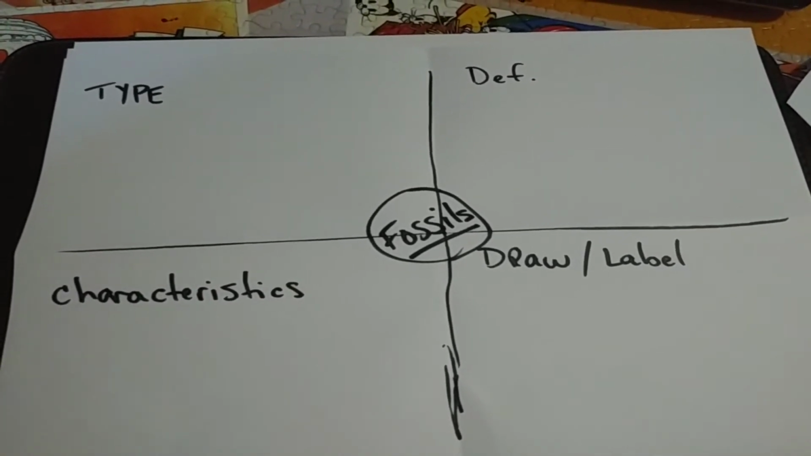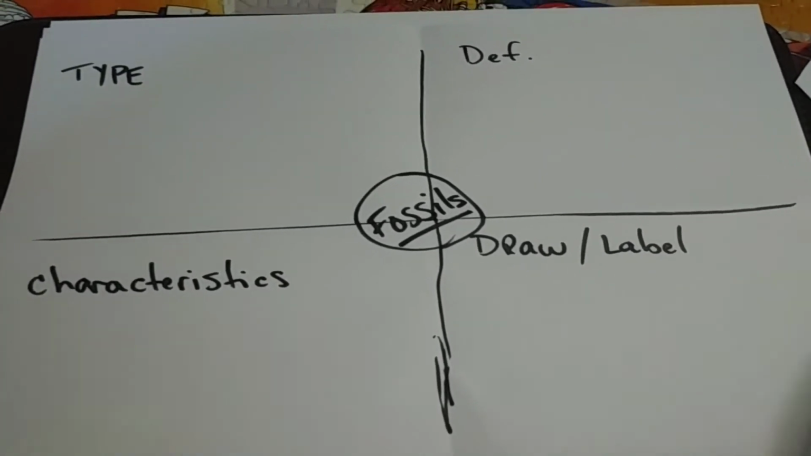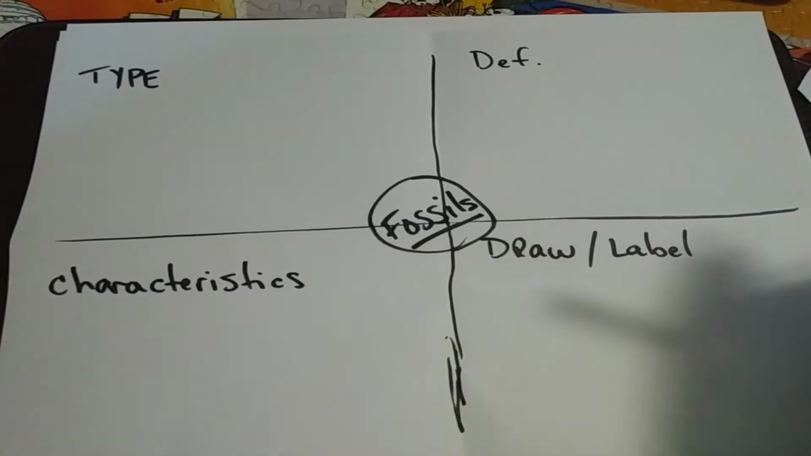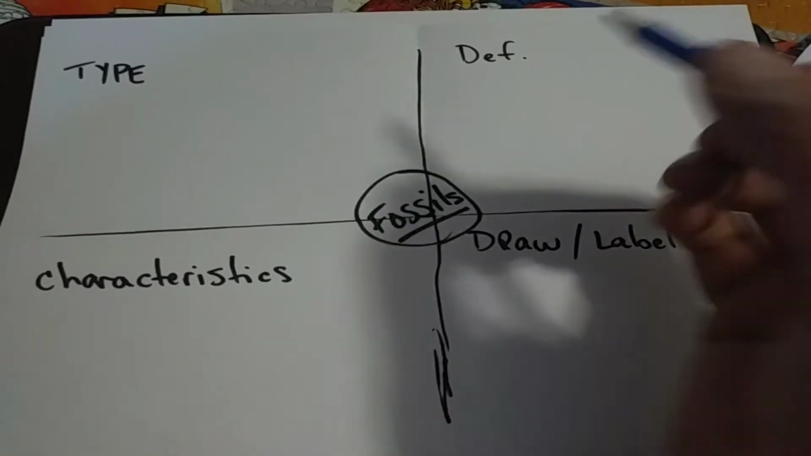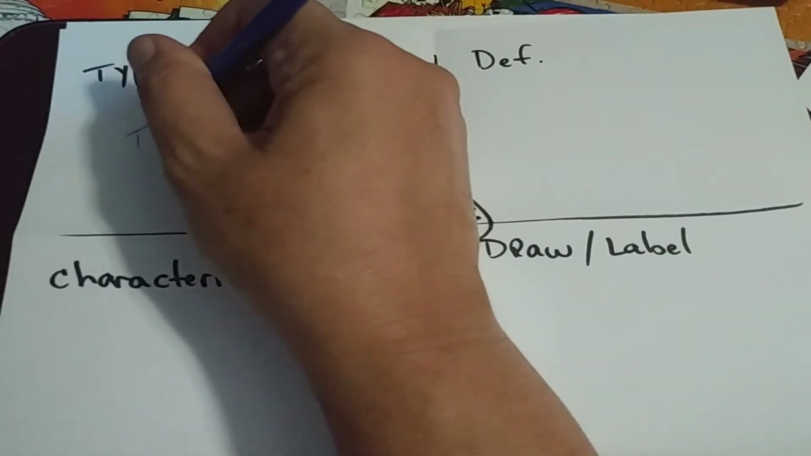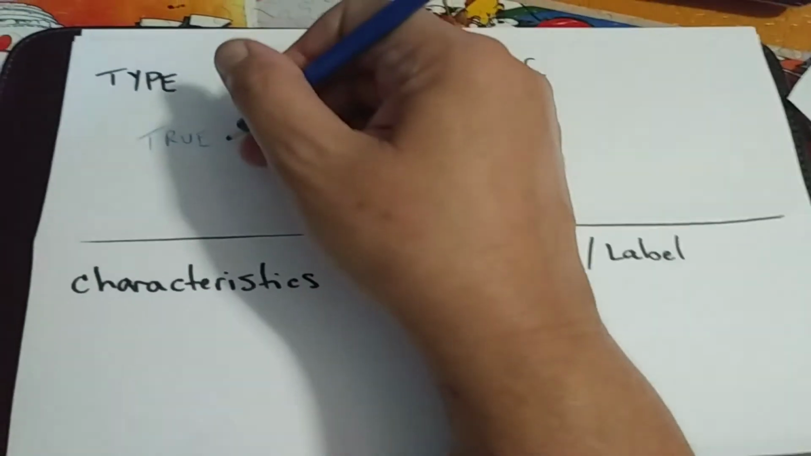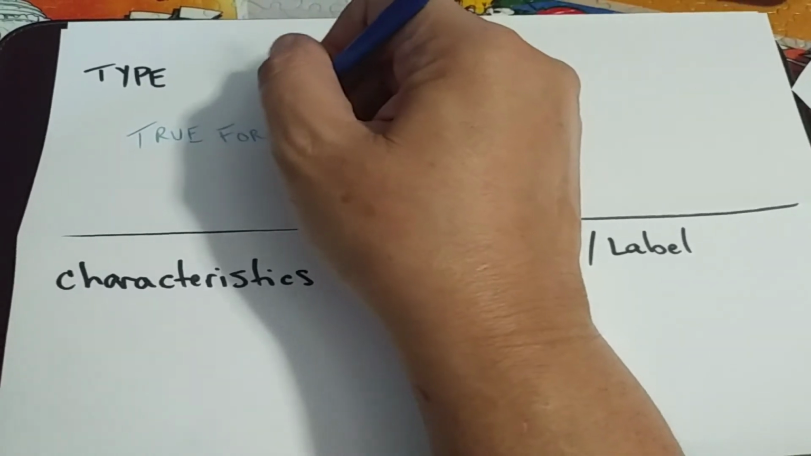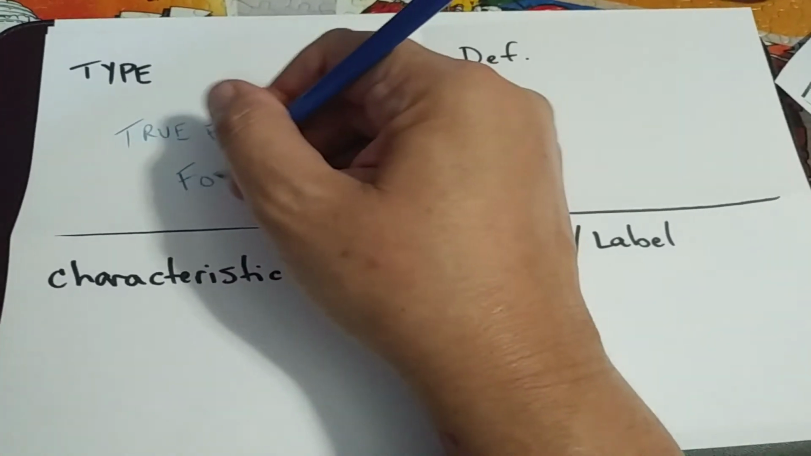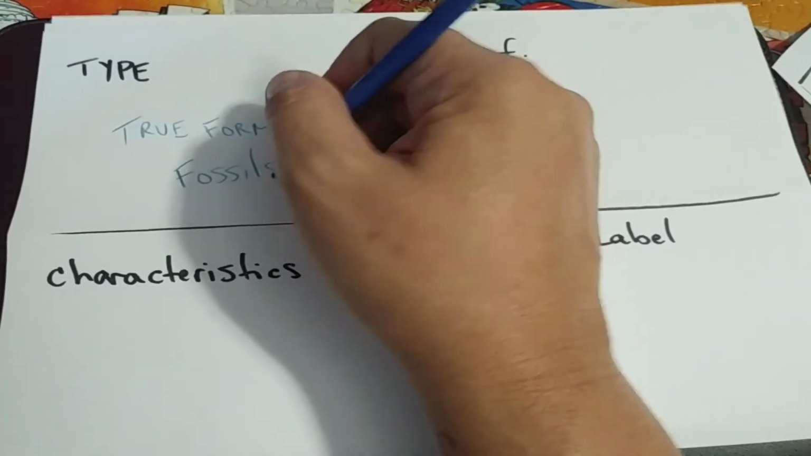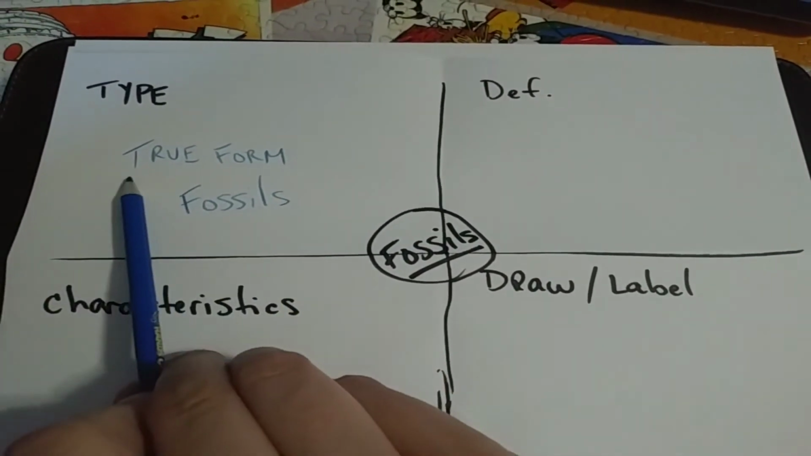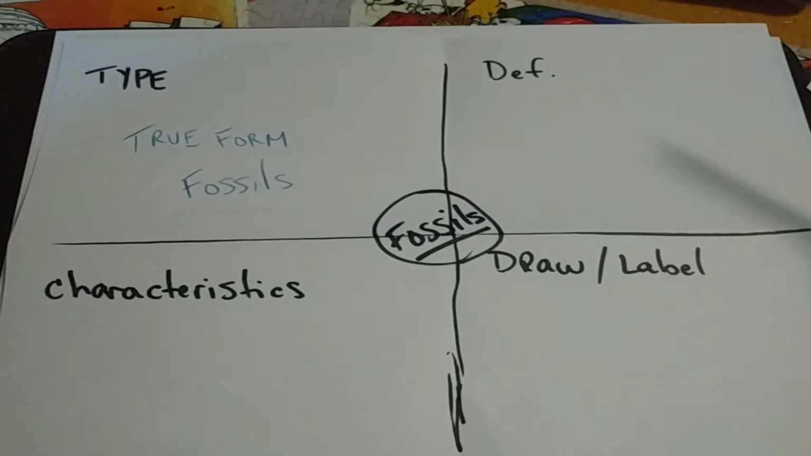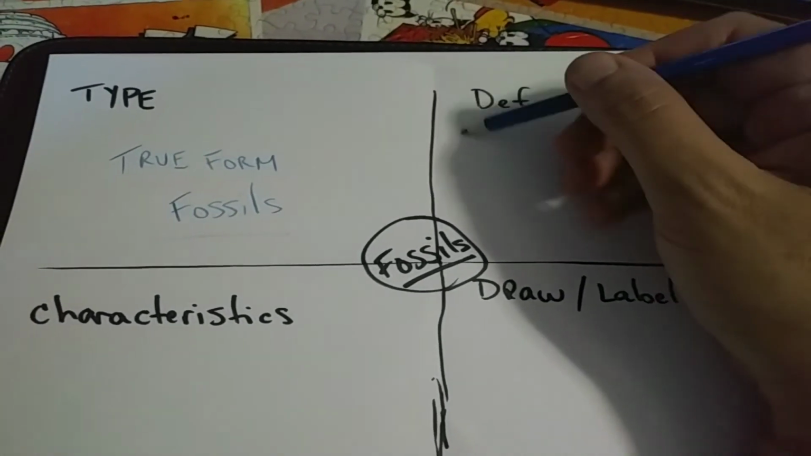So here we have the type. With this particular strategy, I'm just going to go over the true form fossils. And this is a great strategy because they get to write this out. Not only do they get to read it, they get to see it, and they get to write it. Over here we're going to put a brief definition.